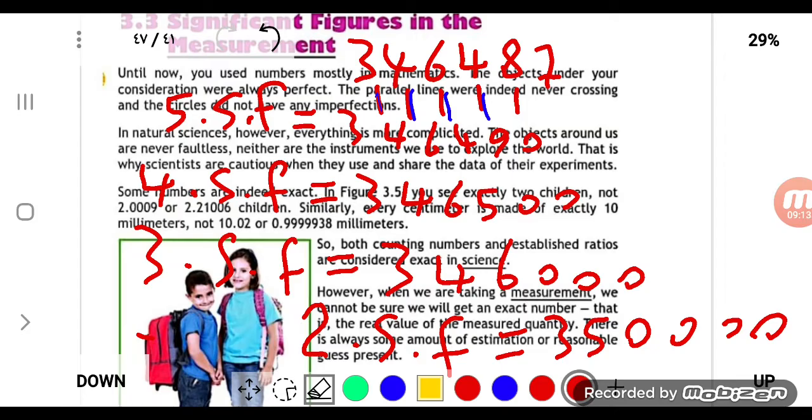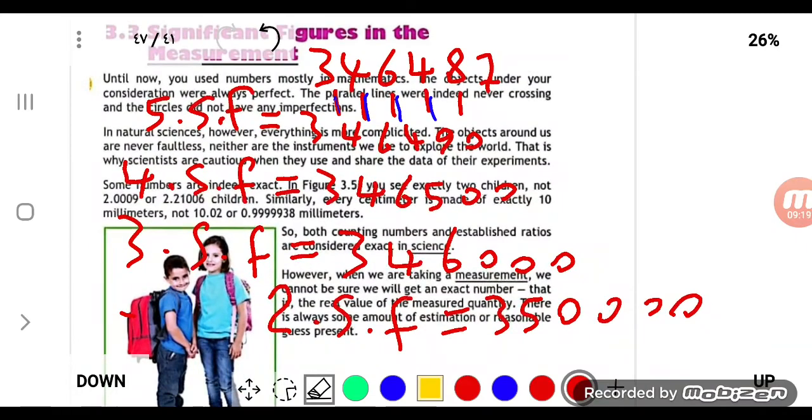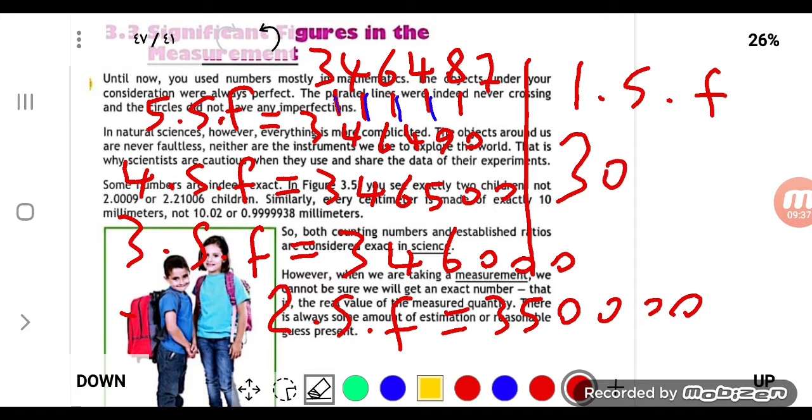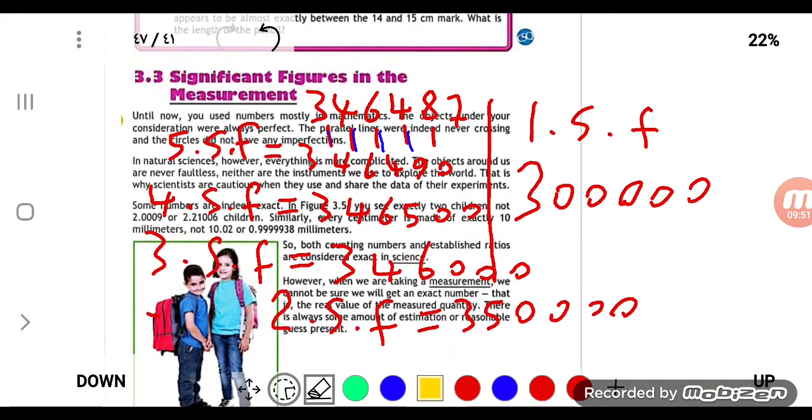Now, what about if I want the number correct to 1 significant figure? In this case, I have to stop at 3. This is the first digit. So I write the rest zeros. 3. And how many zeros? 1, 2, 3, 4, 5. 5 zeros. So this is the number written correct to 1 significant figure. Let me now give you quickly another example.